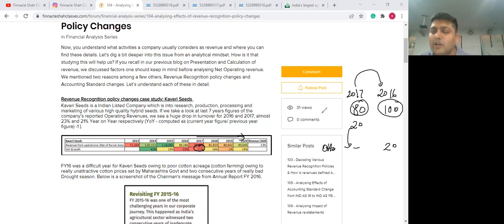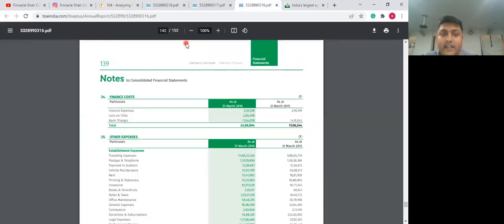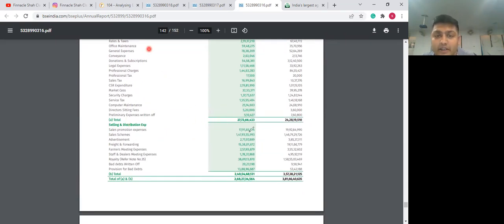So another method of actually making these figures comparable across years would be you subtract 20 from the reported revenue of 2016. Yes, you need to source the sales scheme discount figures from the other expenses footnote, which we just saw in 16 annual report on page number 142 in the other expenses footnote, where we actually saw the sales scheme discount figures. You need to use these figures, subtract revenue from them, and then use them as comparables.